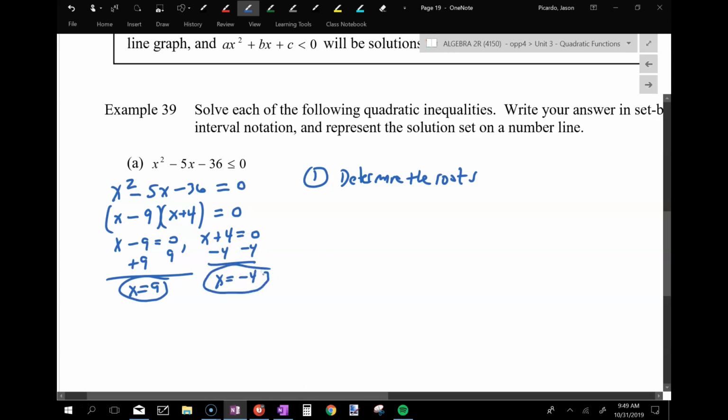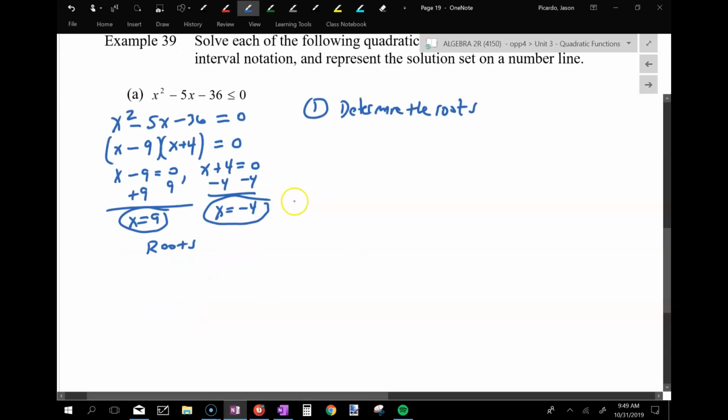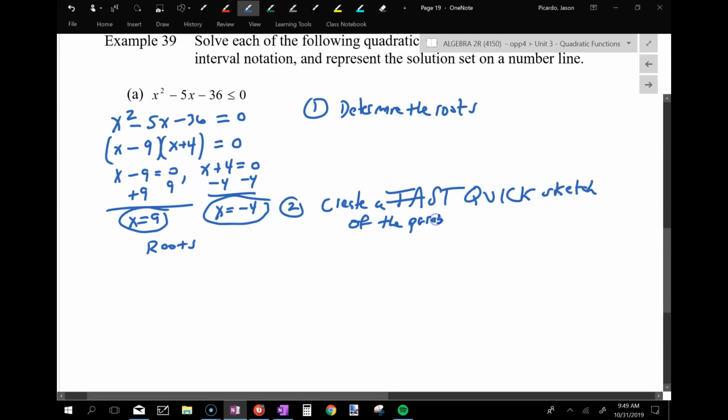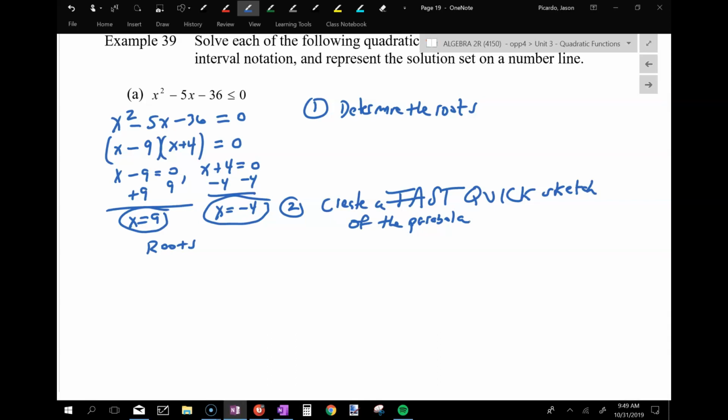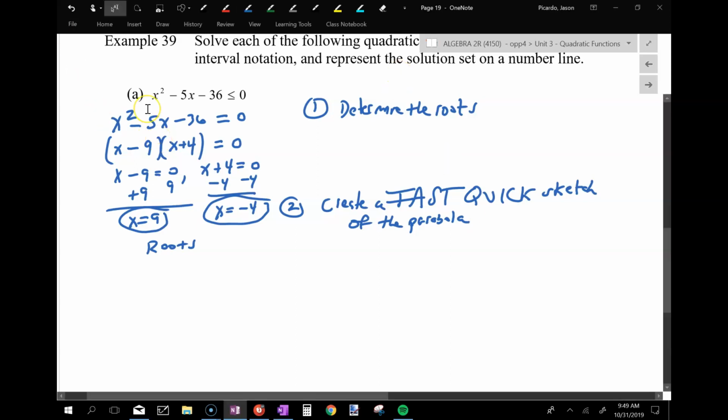All right, so I have my two roots. These are the roots. The second thing I'm going to do is create a fast, quick sketch of the parabola. When I say fast and quick, I mean let's literally take 3 seconds to draw the parabola. Ready? Happy or sad? Happy, because x squared is positive. So I know that this is happy.